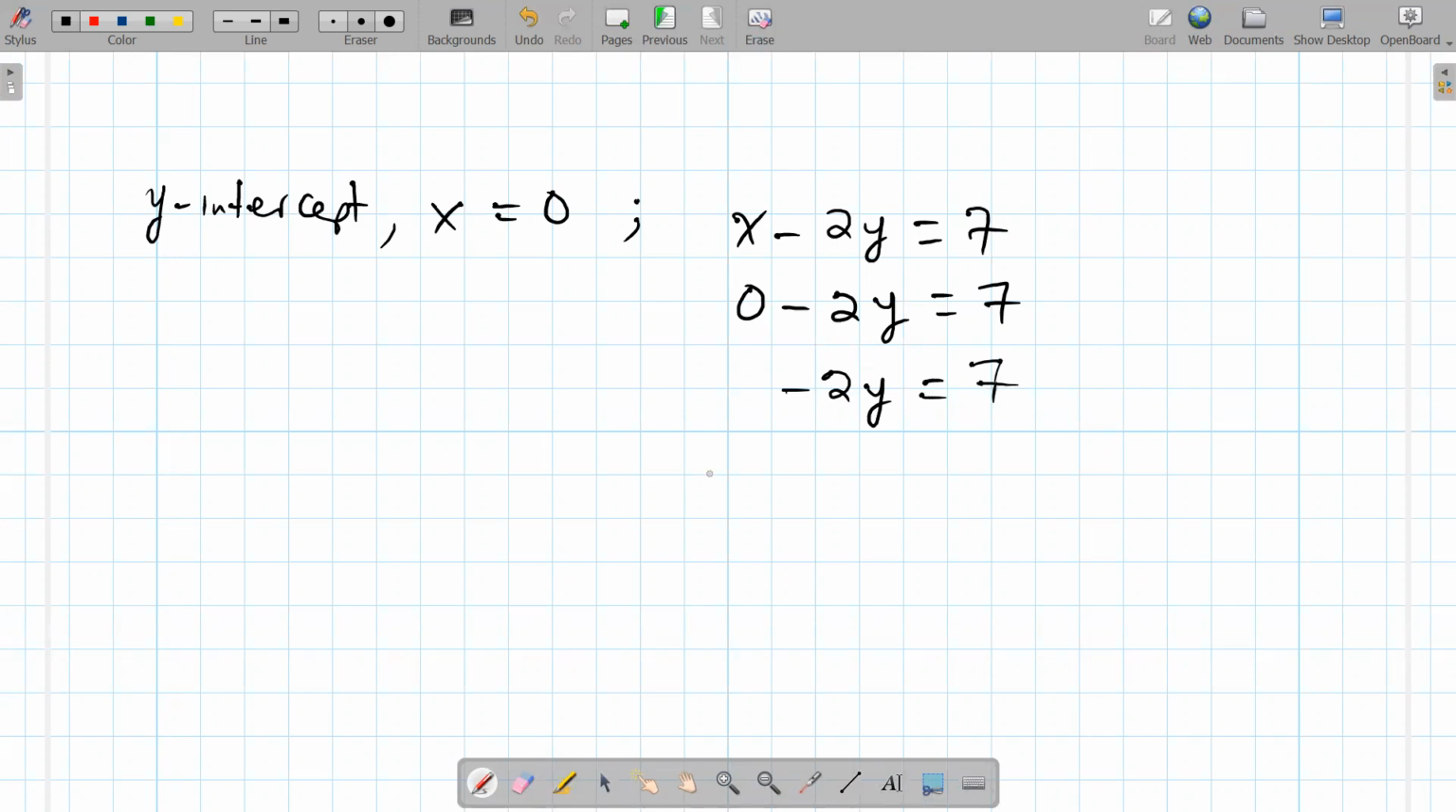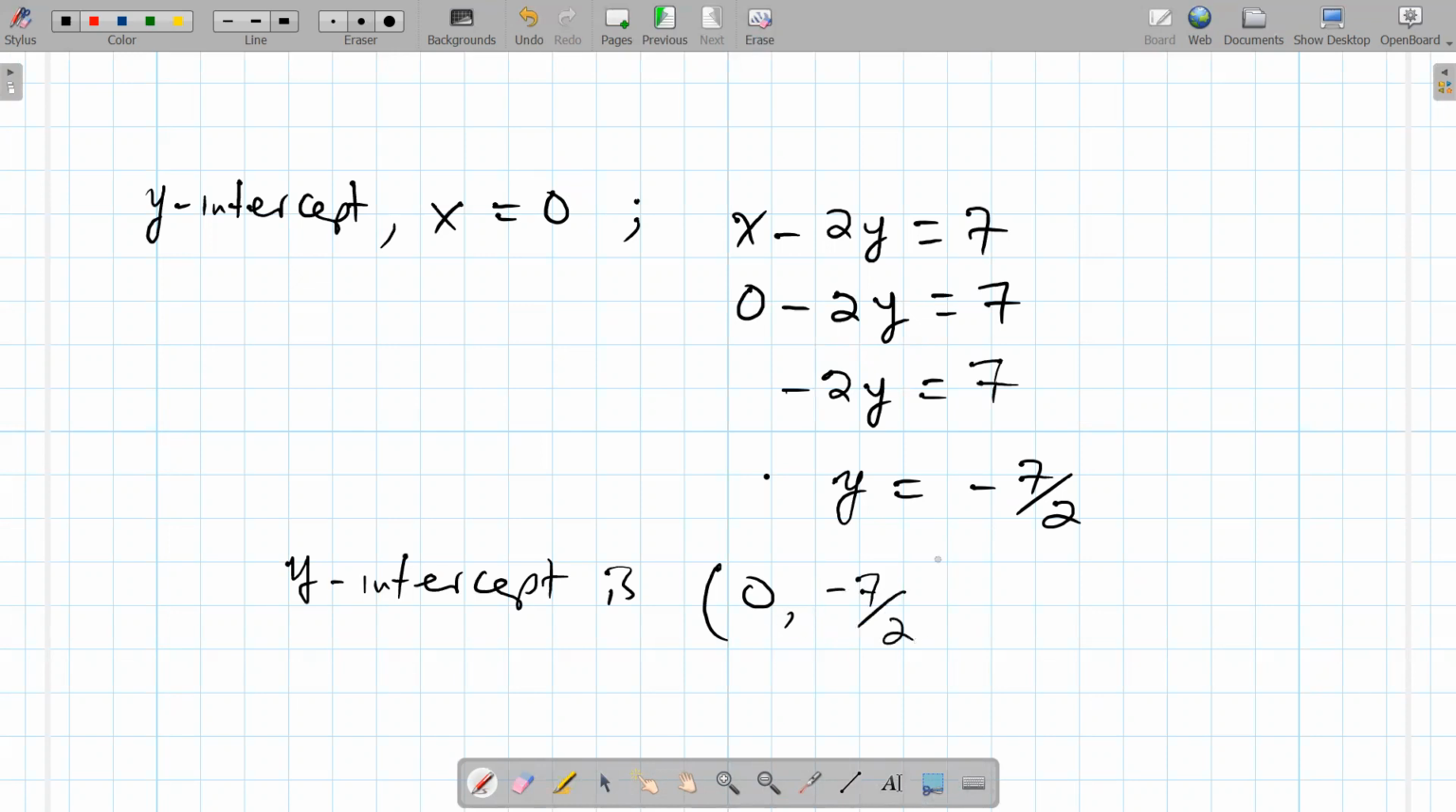And again, if I want to solve for y, I need to divide both sides by negative 2. And as I do that, I'm going to have my y to be negative 7 over 2. And therefore, my y-intercept is, remember, the x was 0 from the beginning, and the y value is what we just got, which is negative 7 over 2.